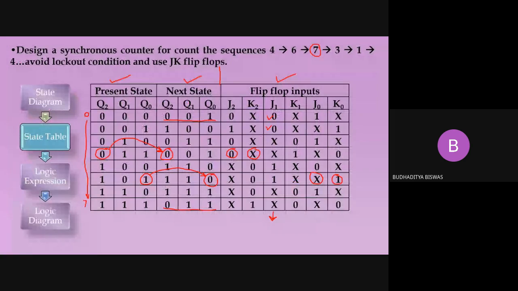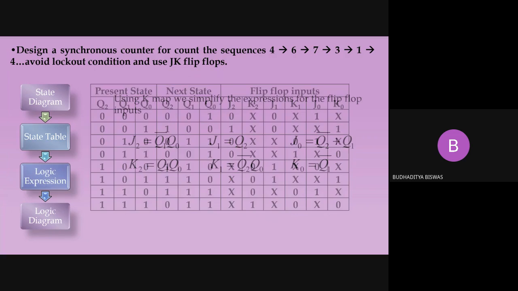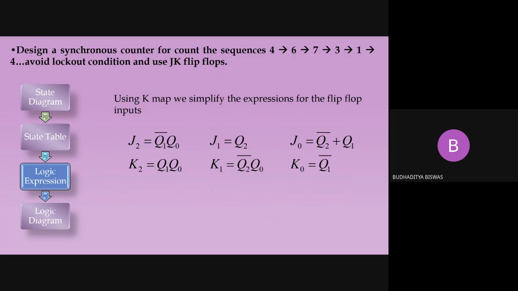Got it? So we need to do the K-map simplification to find out the expression for J2, K2, J1, K1, J0, K0. And unfortunately here we need to do 6 K-maps for finding the expressions for the 6 flip-flop inputs. The K-map is not shown here, but the final expressions are. J2 equal to Q1 bar Q0, K2 equal to Q1 Q0. Similarly, J1 equal to this one, K1 equal to this one, J0 equal to this one, K0 equal to this one.